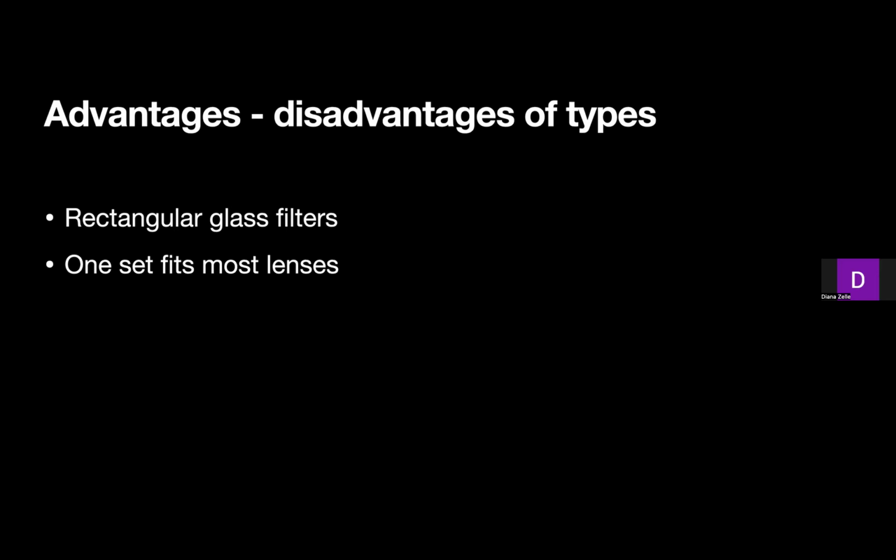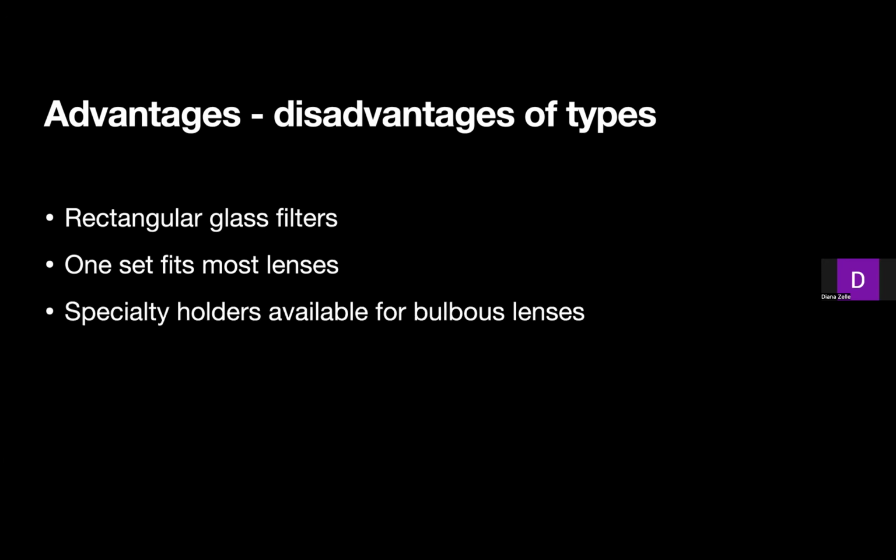So one contraption can fit on your lens. But you do have to have specialty contraptions, right? For the bulbous front element still, because this system, for example, still threads onto a lens. They make some that clamp on. So if I have the bulbous elements, I still need a fancy holder for that.